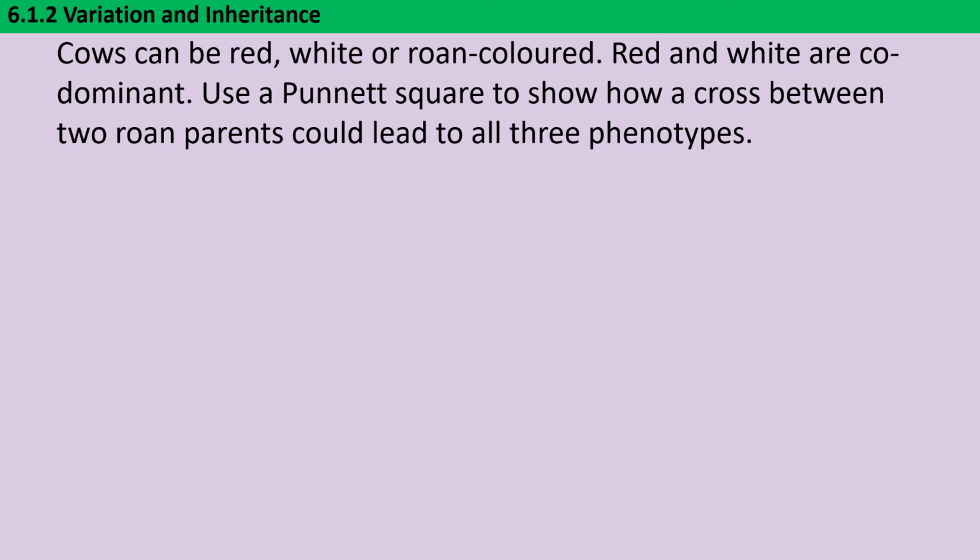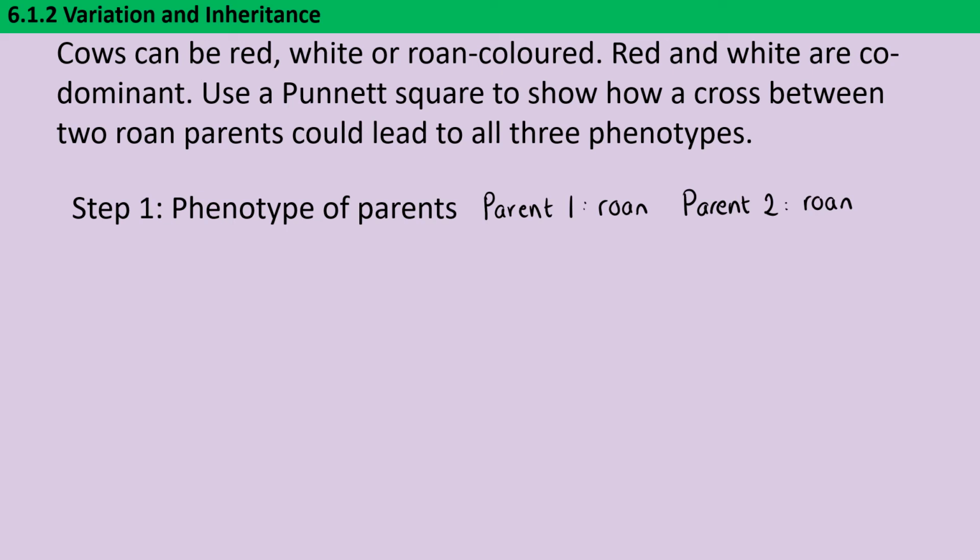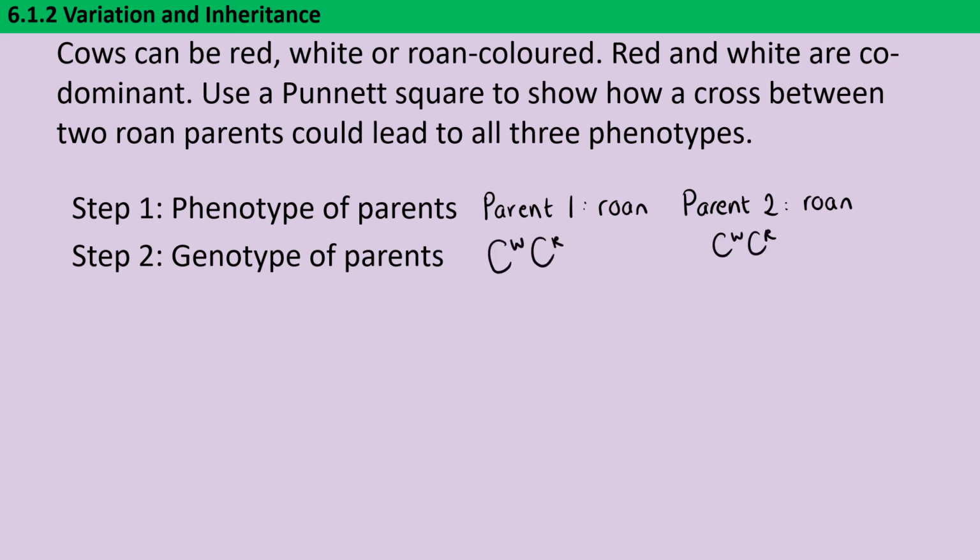Here's another example of a codominant system so that you can pause the video and have a go at doing a Punnett square for yourself. Let's see how you got on. Your first step was to write down the phenotypes of the parents, which in this instance is given to us in the question. They're both roan. Next we need their genotypes, which is slightly trickier. They've told us that there are only 3 phenotypes, and they've told us that red and white are codominant. So this implies that the third phenotype must be the phenotype of the heterozygote. So both of my roan parents are going to have the 2 alleles, the white allele and the red allele.